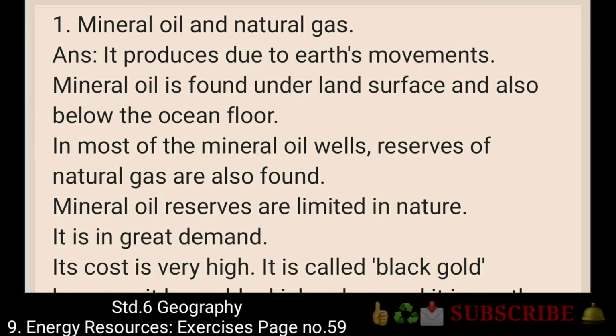Mineral oil reserves are limited in nature. It is in great demand. Its cost is very high. It is called black gold because it has a blackish color and it is costly.